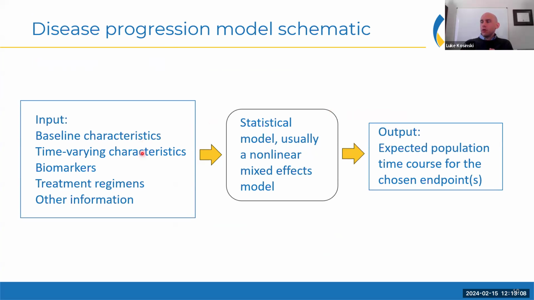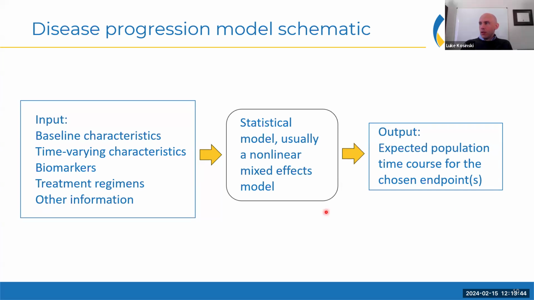Okay. So here I have a schematic where I'm just trying to summarize what I've been talking about. These disease progression models take as input all these different patient characteristics, biomarkers, treatment regimens, other information, and we put them into some kind of statistical model, usually some kind of mixed effects model. So it includes those random effects. We can account for the intersubject or the interstudy variability, and then we get an output, which is the expected population time course. That can be for the population as a whole or different subpopulations based off of what we've actually put into the model.